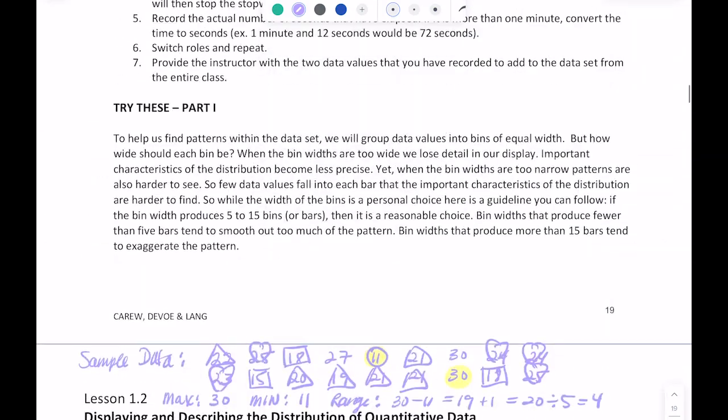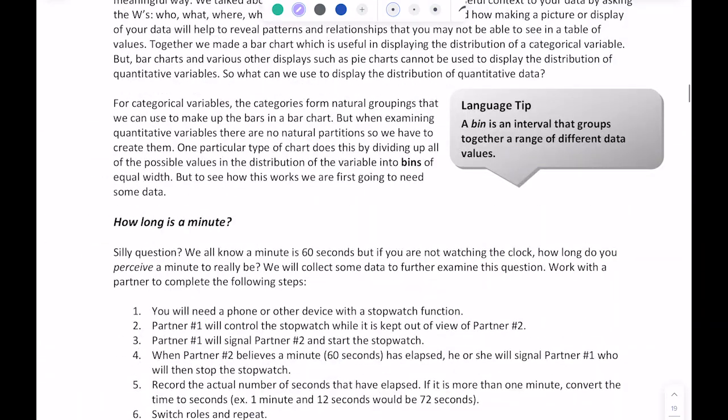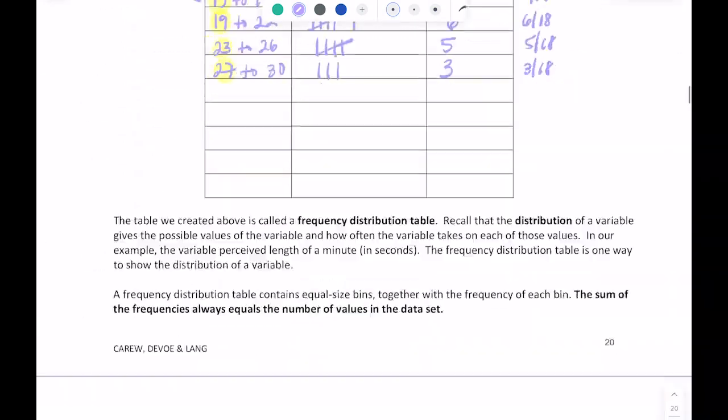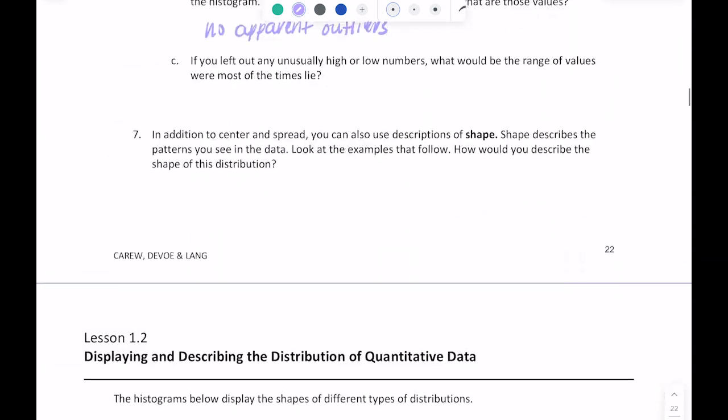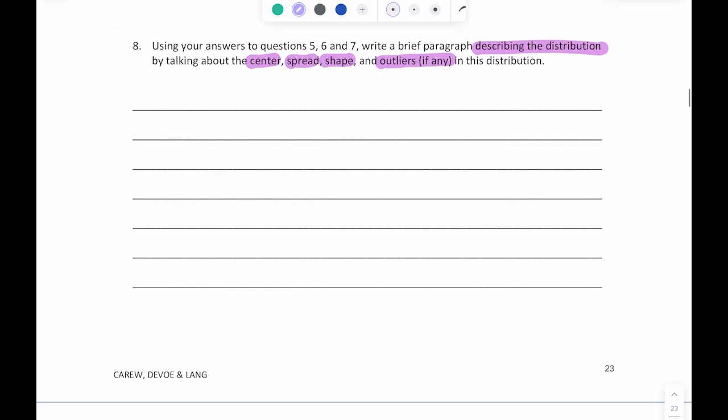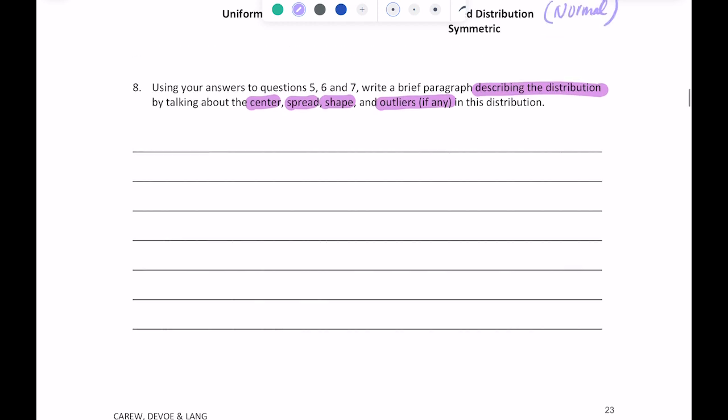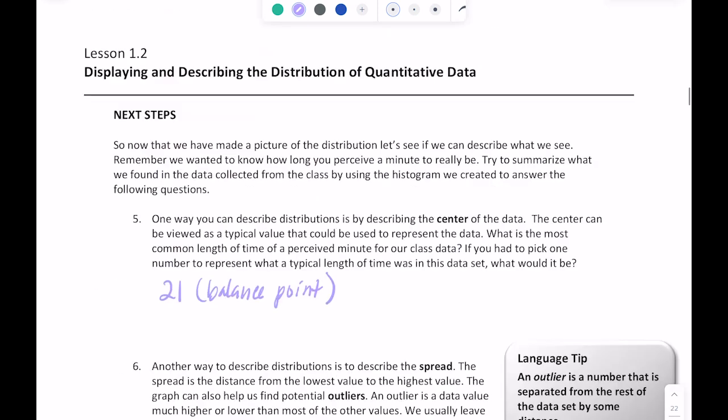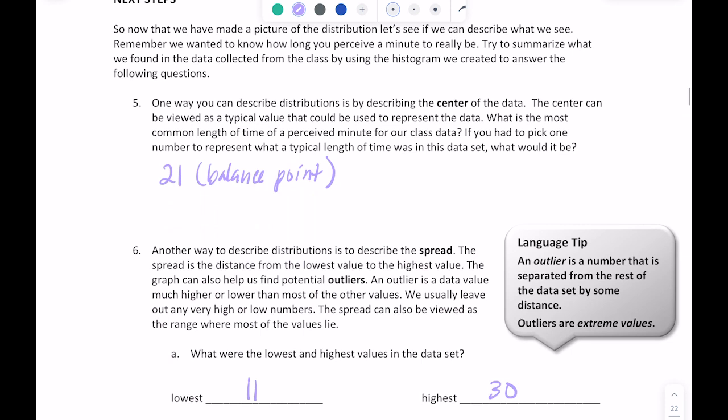So the activity in class is called How Long is a Minute? When you're writing your paragraph, you want it to be in context. Here, there's no context for our data. They were just 18 numbers that I came up with to give you an idea of how to make a histogram. But basically, what you would want to say, if you go back, is let's pretend these were how many seconds people thought was a minute.